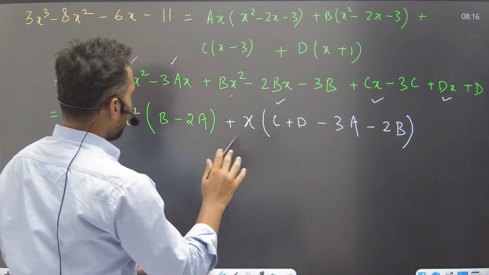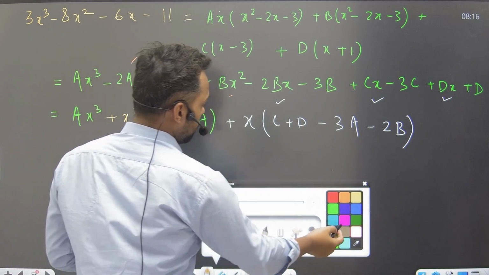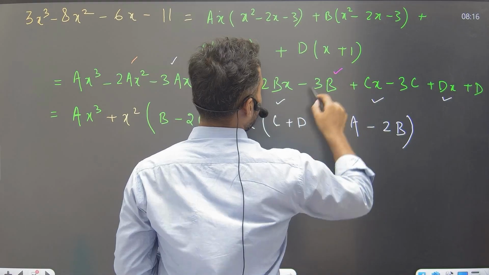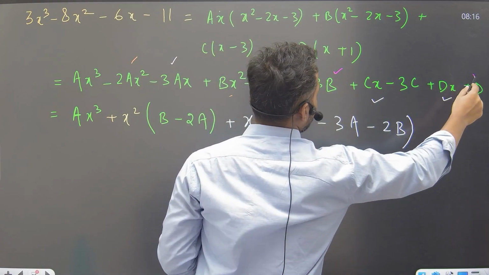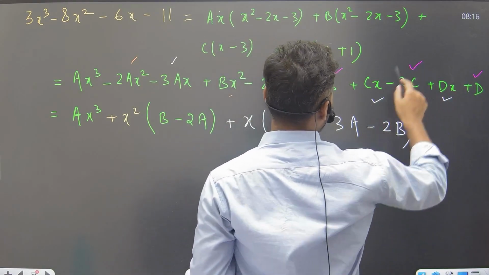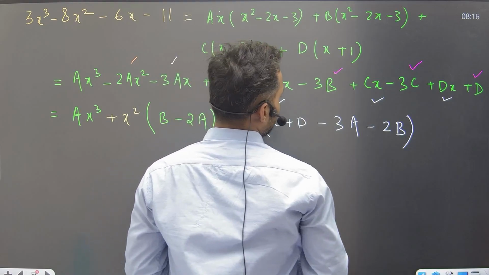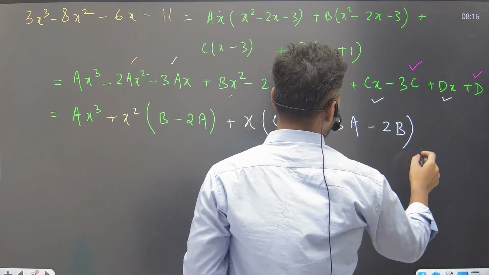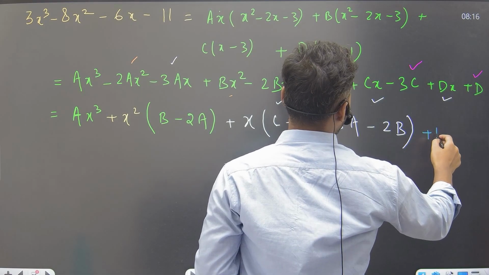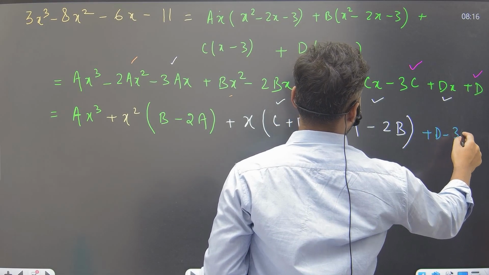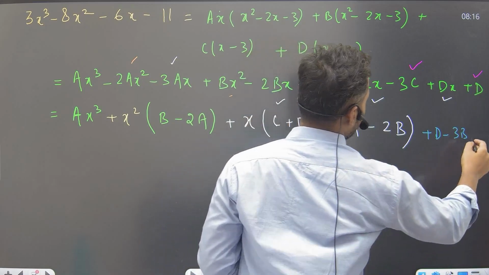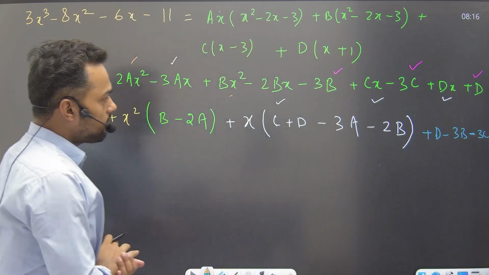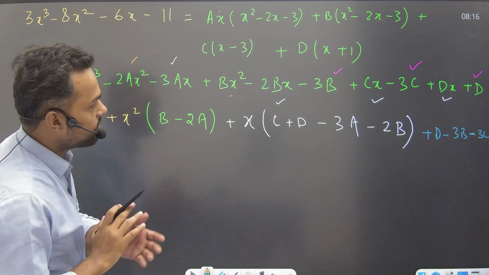Okay, now see the constant terms, students, constant terms. So the constant terms will be this: minus 3b and d and minus 3c. So you can write it as plus d minus 3b minus 3c. I have changed the color of this marker so that you can easily recognize it, students.